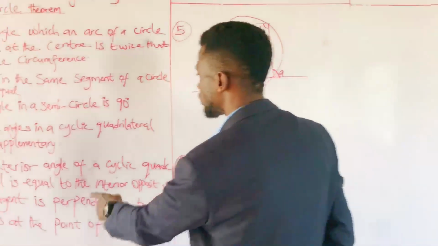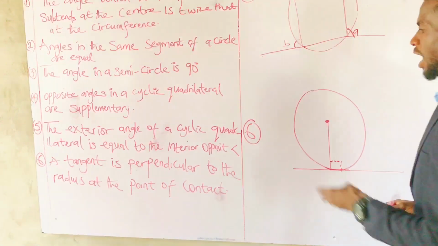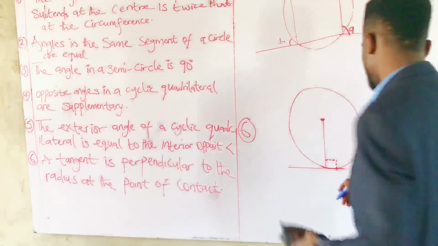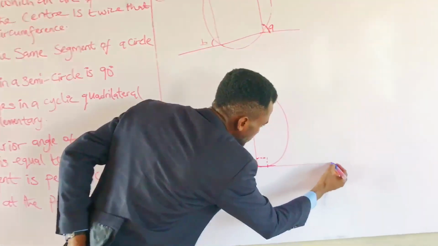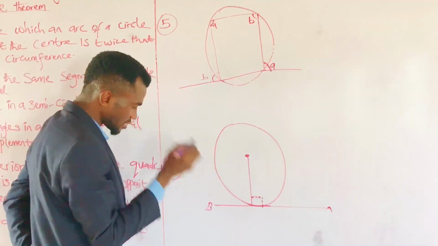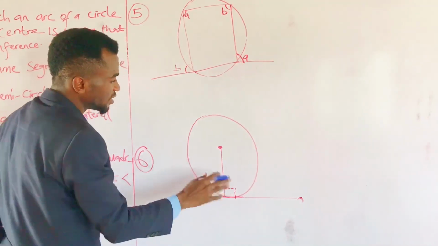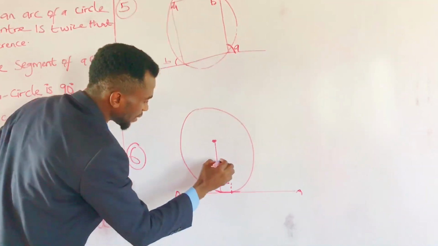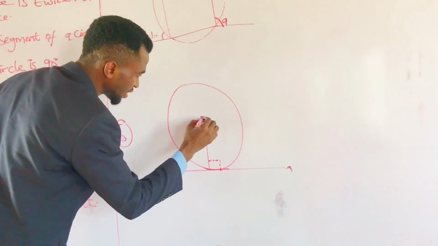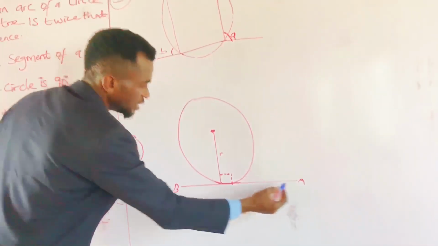Now, the number 6 law says that a tangent is perpendicular to the radius at the point of contact. This is our tangent. Let's say this is A and this is B. Line AB is a tangent. A tangent is a line that just touches the circumference of the circle without entering inside the circle. Now, this is our radius, this line drawn from the center of the circle to the circumference. Then this is our tangent.